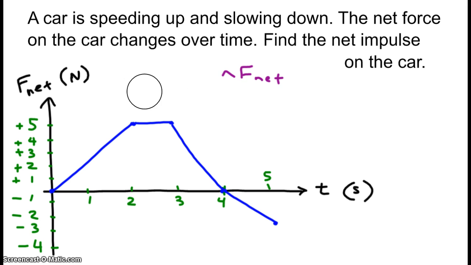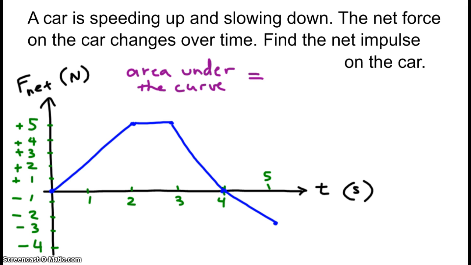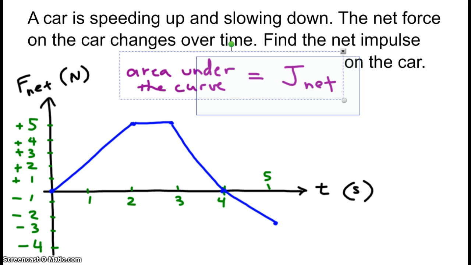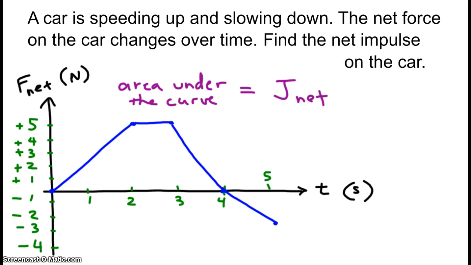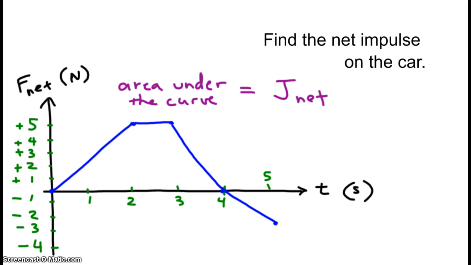Let me erase that. There's something else we can use, which is the area under the curve. And this is our first exposure to area under the curve. I'll show you how this works. And let me tell you what the area under the curve equals. The net impulse for this particular graph, for a net force time graph. And that's really handy. Pretty cool. We're going to see that area under the curve equals net impulse by the units. So let's get to it.